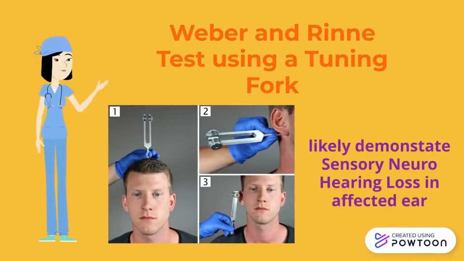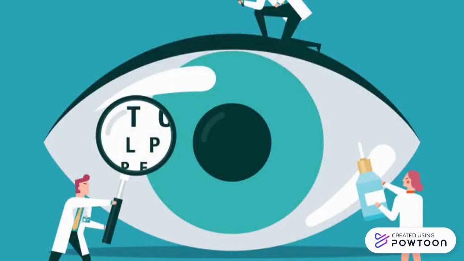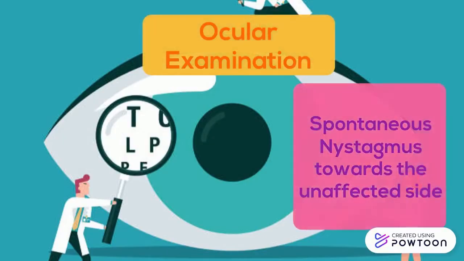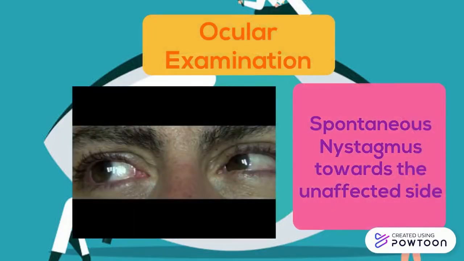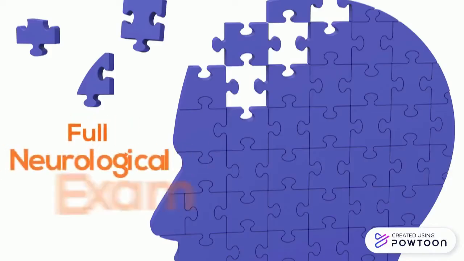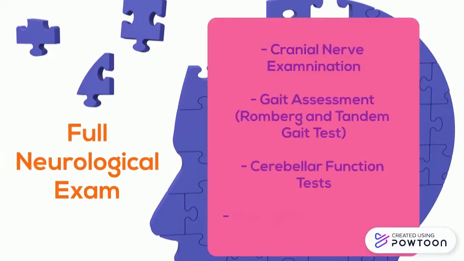Next, a tuning fork will be used to conduct tests named Weber and Rinne tests. Patients with acute labyrinthitis will most likely demonstrate sensorineural hearing loss in the affected ear. Next, an ocular examination will be done, whereby the expected finding would be spontaneous nystagmus towards the unaffected side. Next is a full neurological exam involving a cranial nerve examination, a gait assessment, cerebral function tests, and meningeal tests.